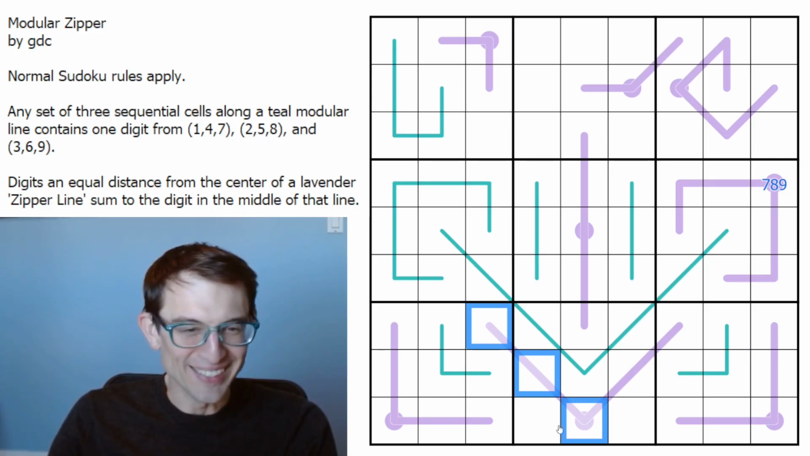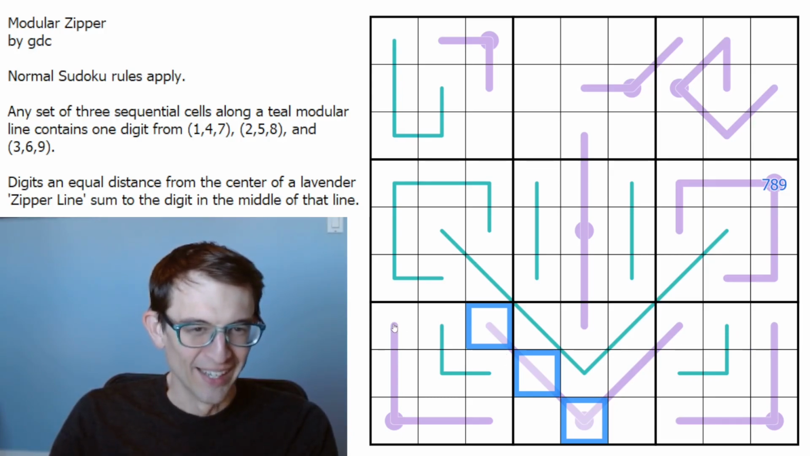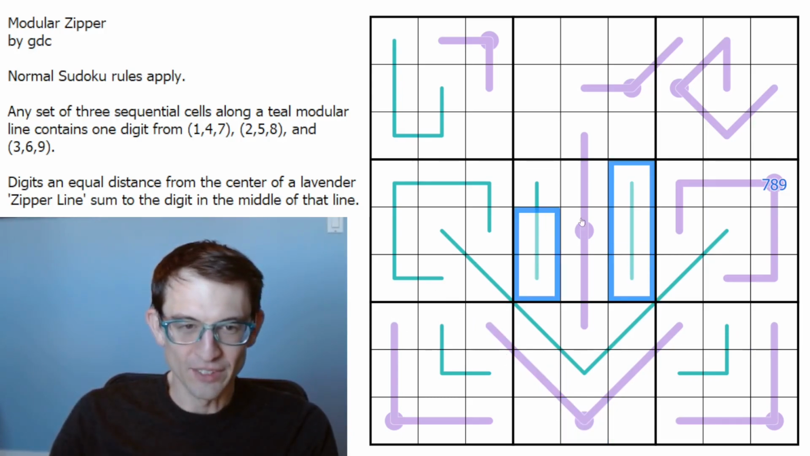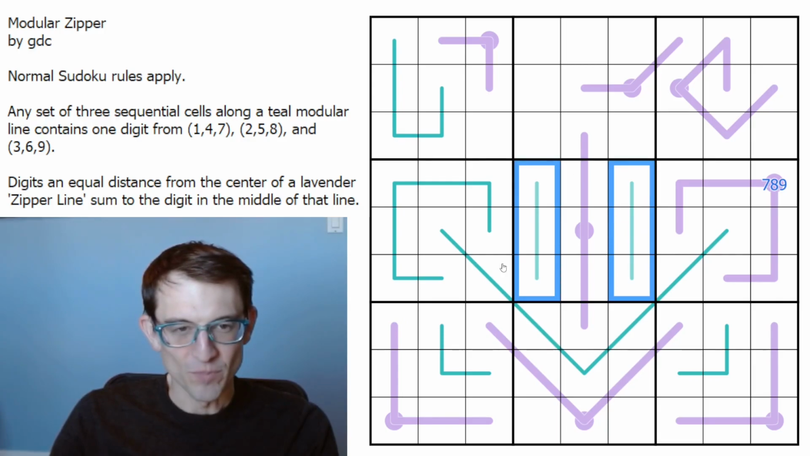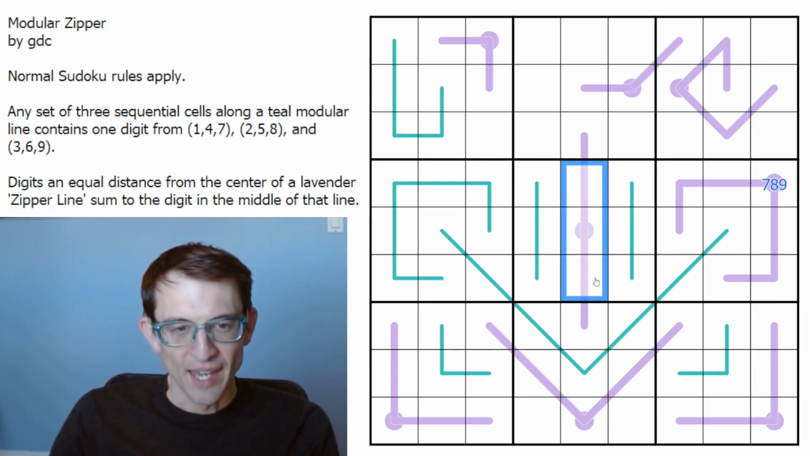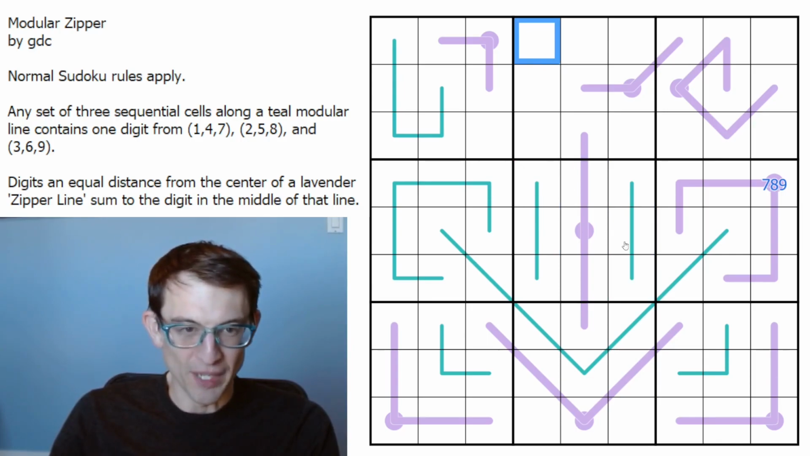So that's my first pass. Not so successful, I'd say. Let's look here. This is a little bit interesting because we've got 2 of these modular lines taking up this box. And for the digits 1 to 9, each group had 3 digits in it.